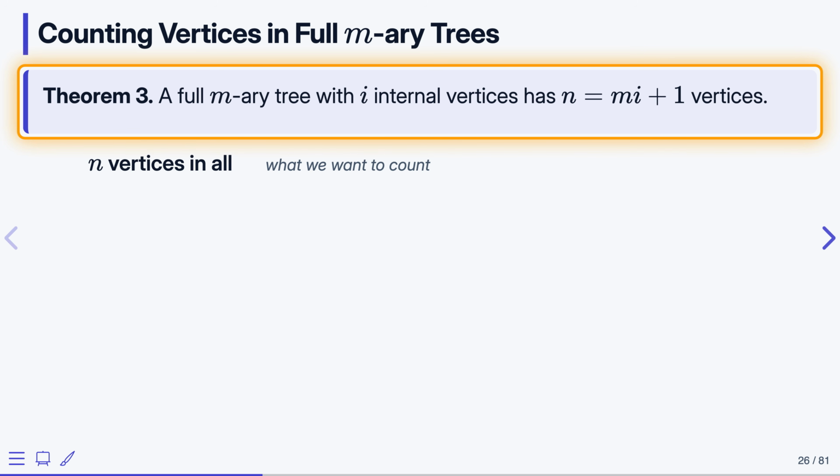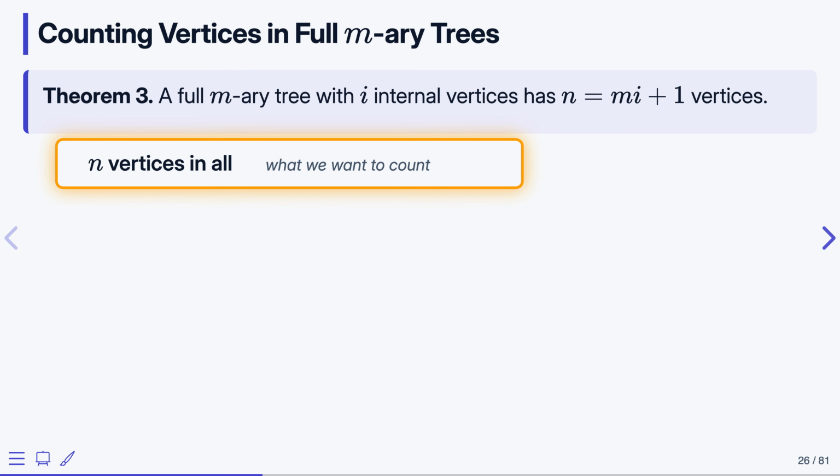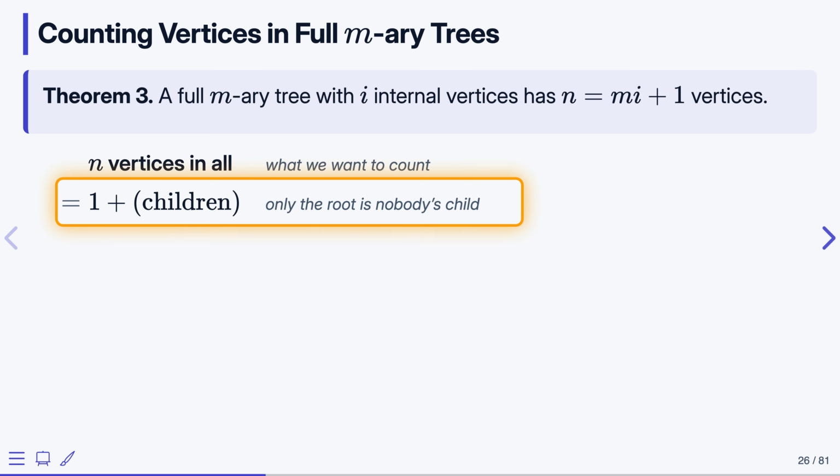Now a counting rule for full m-ary trees. If such a tree has I internal dots, then it has m times I plus 1 dots in total. Let us build that formula line by line. Line 1. We want n, the total number of dots. Line 2. Split the dots into 2 groups. The root is the only dot that is nobody's child. Every other dot is somebody's child. So n is 1 plus the number of children.